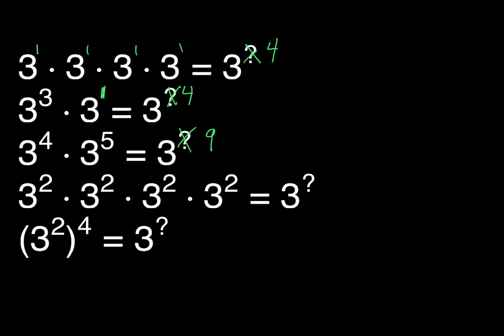All right? Next one, 3 squared times 3 squared times 3 squared times 3 squared is 3 to the 8th. 3 squared to the 4th power is 3 to the 8th as well. Notice here, this is 4 of them. So this, 3 squared to the 4th, is another way to write this. Here I'm adding 2 plus 2 plus 2 plus 2, 8. Here I'm multiplying 4 times 2. So when I have powers raised to higher powers, and all I'm doing is multiplying, the exponents multiply.